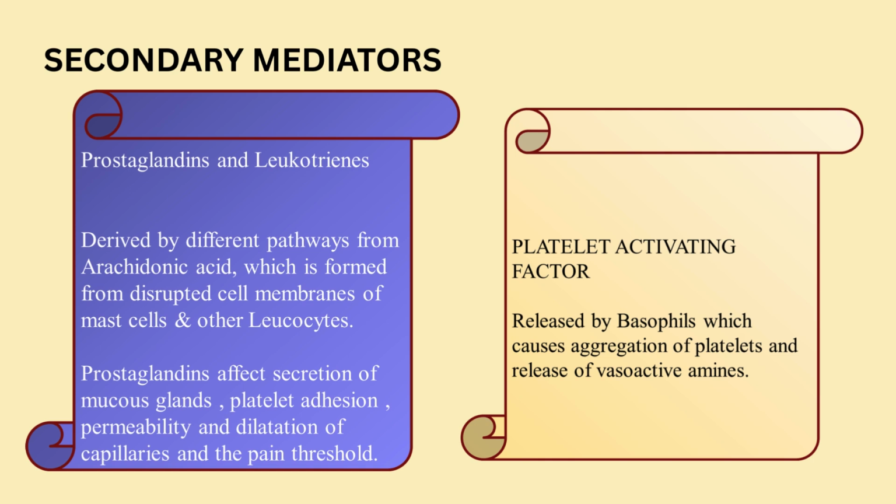Now coming to the secondary mediators. First are prostaglandins and leukotrienes, derived by different pathways from arachidonic acid, which is formed from a disturbed cell membrane of mast cells and other leukocytes. The prostaglandin affects secretion of mucus gland, platelet adhesion, permeability, dilation of capillaries and the pain threshold. Other than that, platelet activating factor, that is PAF, is released by basophils, which causes aggregation of platelets and releases vasoactive amines.